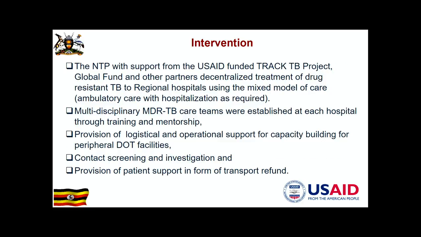So what did we do? With support from USAID, especially Track TB project, Global Fund, and other partners, the country decided to adopt a mixed decentralized model and expanded the treatment initiation facilities. So we had patients who are starting on treatment as purely outpatients and patients who are starting on treatment initially as admitted patients, and they would be transited to the ambulatory care model because of the lack of capacity for admission.